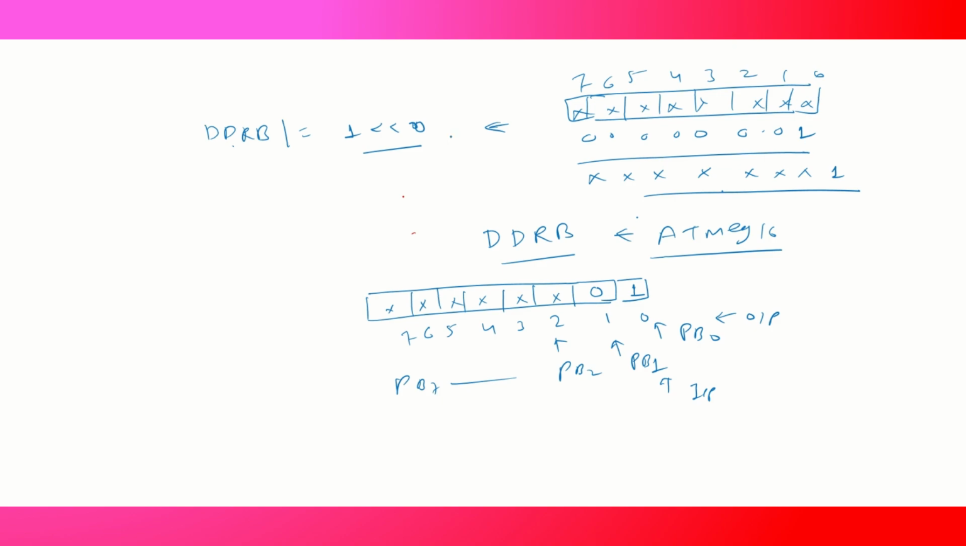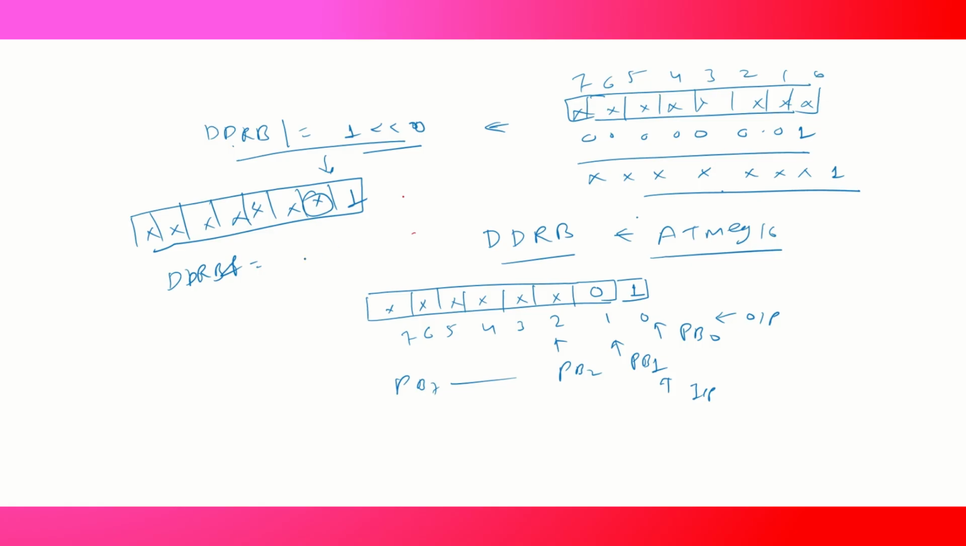Now in the next step we have to make this bit 0. After the execution of this statement, the DDRB content will have this value. The 1 will come here, and the rest will be X, X, and X. Now we have to make 0 here corresponding to PB1. So we will write the statement DDRB AND is equal to NOT of 1 left shifted by 1. So we are doing an AND operation with this number, with the content of DDRB.